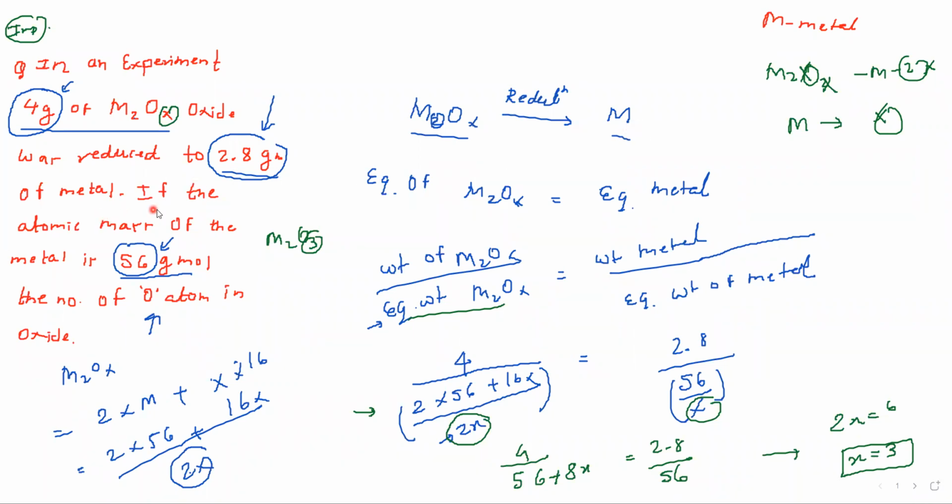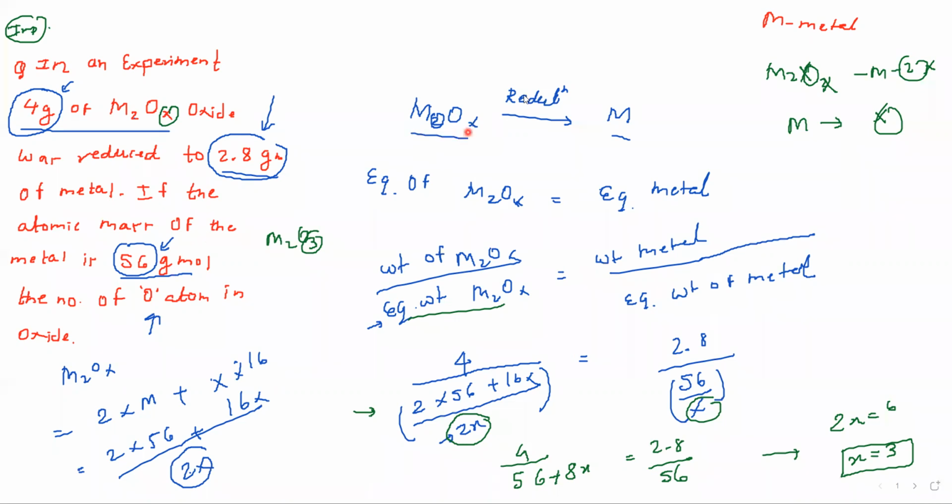Okay. Now if the atomic mass of the metal M is 56, what is the atomic mass of this number? It is 56. The number of O atoms in the oxide. How many oxygen atoms are present in this compound? We have to find out. Okay. Have you understood the question? Yes, sir. Okay. Now let's talk about the solution.